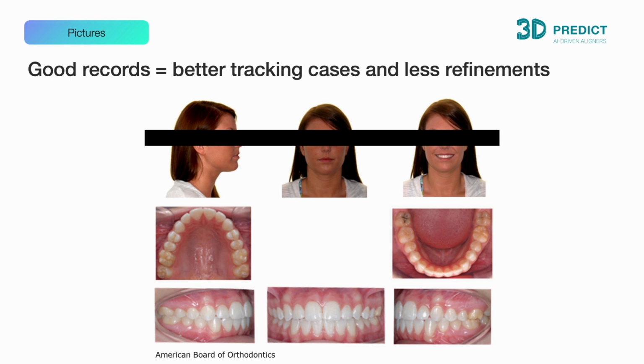If you submit good pictures, our expert technicians can take into account the patient's complete records to give you an aesthetic and functional result. Here you can see the pictures that you should submit with your case. 3 extraoral images, so profile, full face, and full face smiling, and 5 intraoral images, upper occlusal, lower occlusal, right view, front view, and left view.